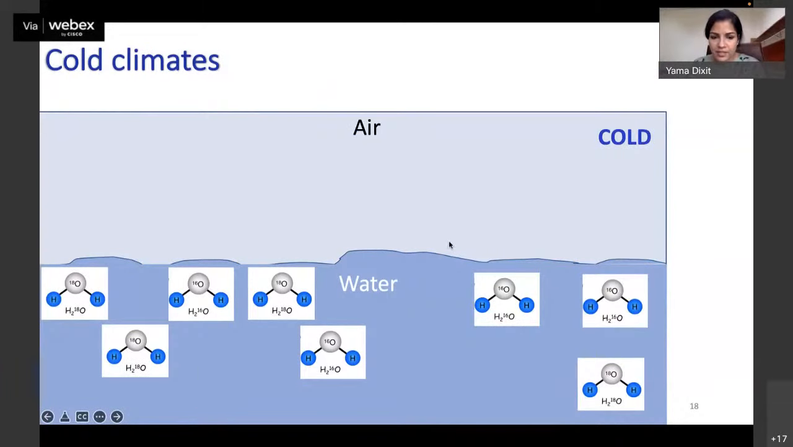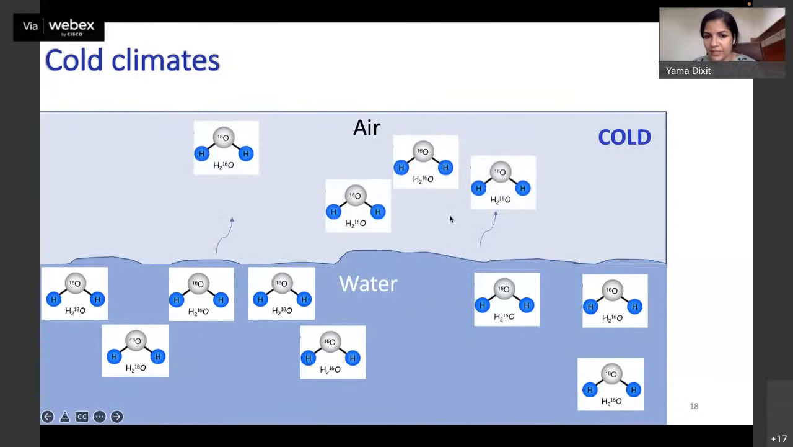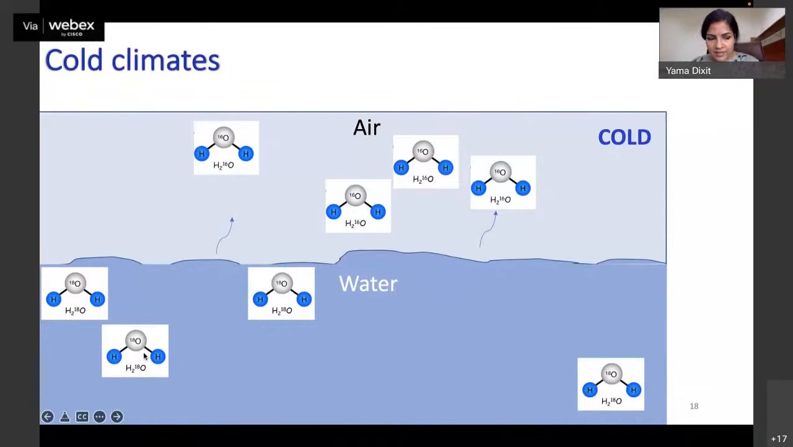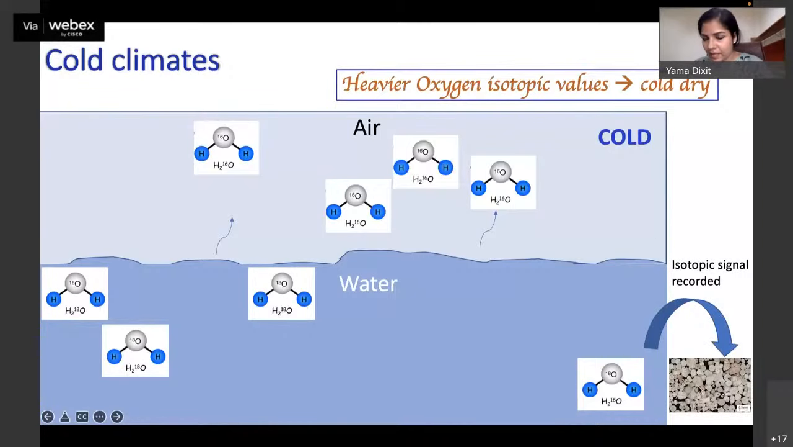Now, during a colder climate, there's still water evaporation happening, but it's only the lighter ones that evaporate preferentially as compared to O18. Again, fractionation happens. So water now is relatively enriched in heavier isotopes, which have not gotten enough energy to cross this phase. You can see that heavier isotopes remain in water and again get recorded in these shells. As a rule of thumb, heavier oxygen isotope values in the water body, or in turn in the shells, mean that lighter isotopes have evaporated and the conditions were cold and dry.